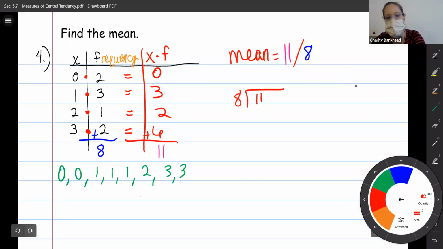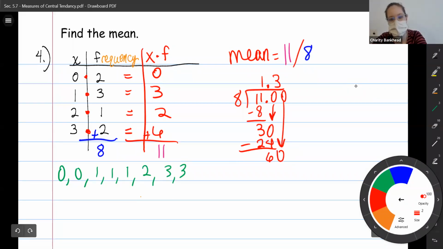So 8 will go into 11 one time. 1 times 8 is 8. 11 minus 8 is 3. Bring down a 0, and then 8 would go into 30 3 times. 3 times 8 is 24. 30 minus 24 is 6. Bring down another 0. 8 would go into 60 6 times.